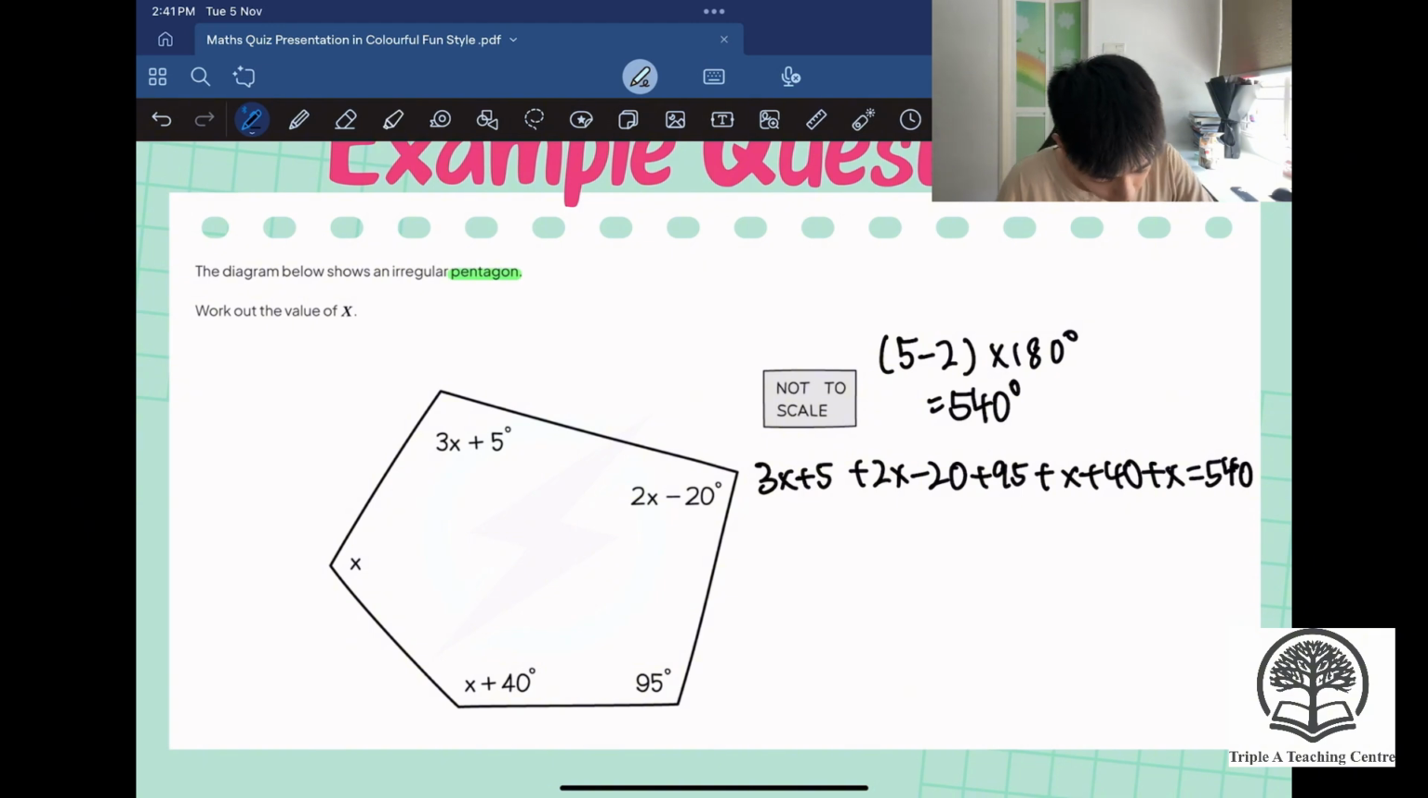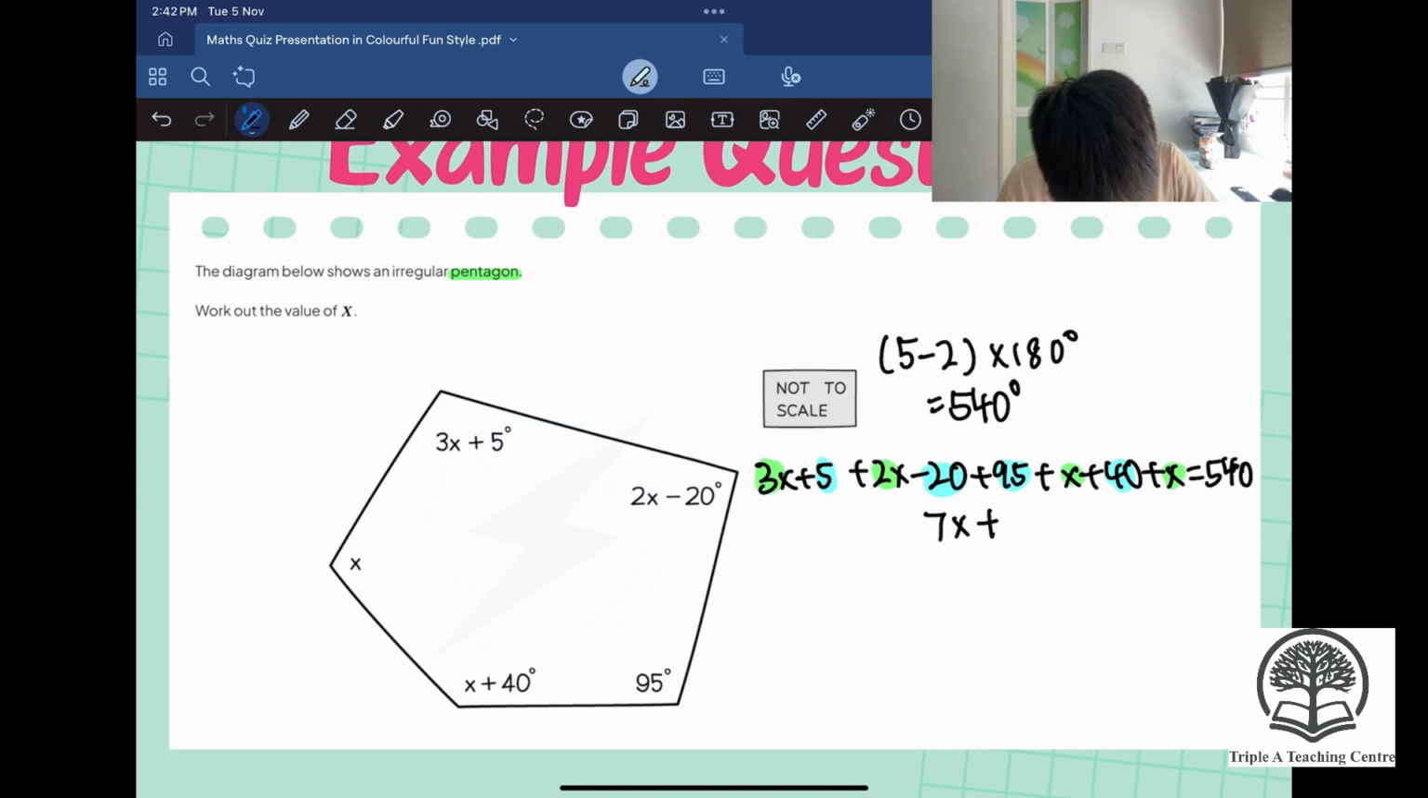Okay, so let's take 3x plus 2x plus x plus x. That would give us 7x, right? So 7x. Now we have 5 minus 20 plus 95 plus 40. So that will give us a total of 120, right?